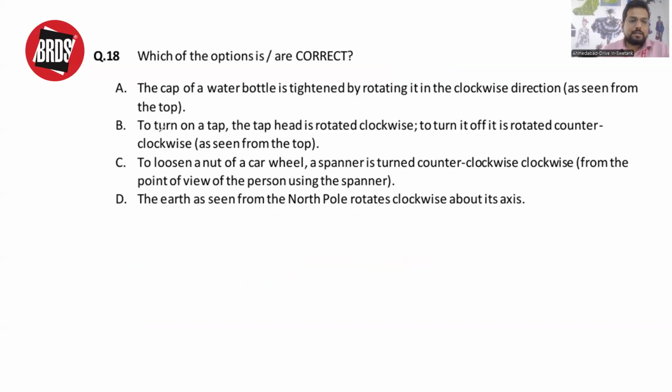The second one says to turn on a tap, the tap head is rotated clockwise. To turn it off, it is rotated counterclockwise. Again, in the same manner, you can think about how exactly we rotate it when we have to turn it on, and how exactly we close it to turn it off. Same way, to loosen a nut of a car wheel, a spanner is turned counterclockwise.